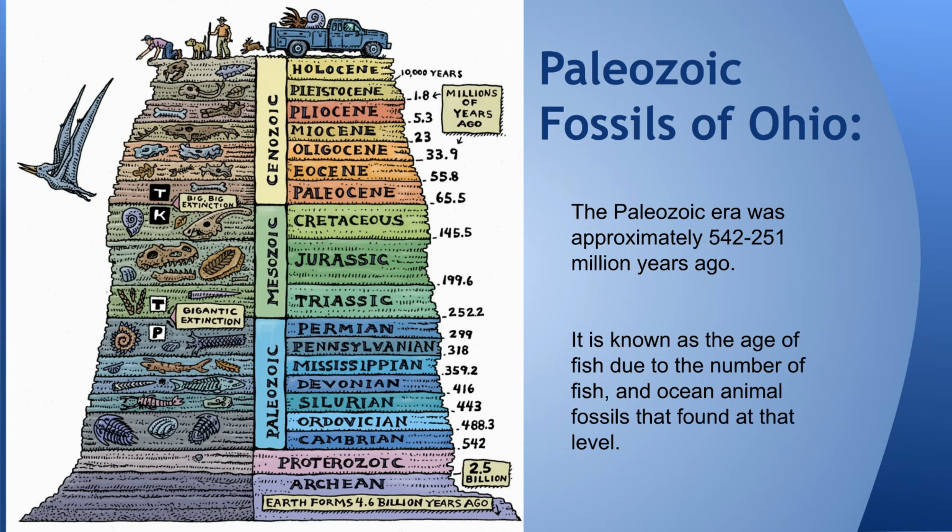So looking at our time scale, the Paleozoic, the fossils that we've been talking about and identifying this week, is approximately 542 to 250 million years ago. Okay, so we are looking through this time period right here, the Paleozoic, the age of fish that we have in Ohio, right? It's known as the age of fish due to the number of fish and ocean animal fossils that are found at that level. Okay, so that's why we get that name. So we're looking at a range of 542 to 251 million years ago.